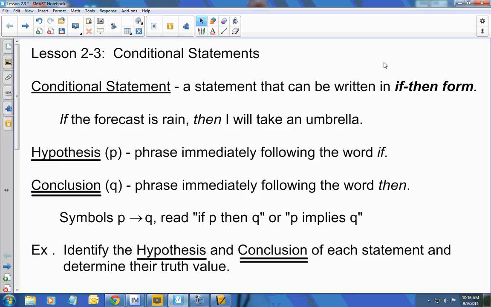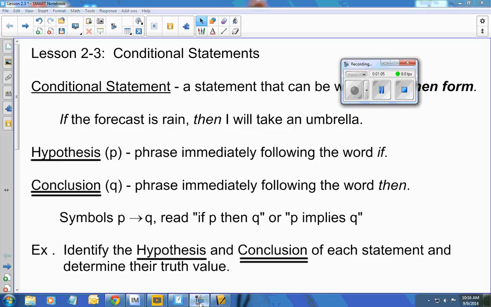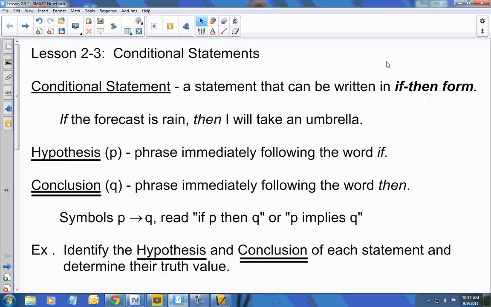And I forgot to give you your notes. Okay. So of course, I'm doing this deal. Okay, so now you have your notes.